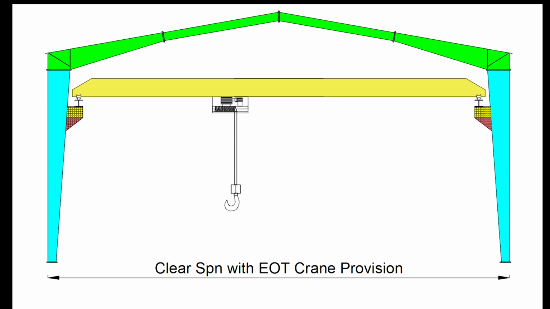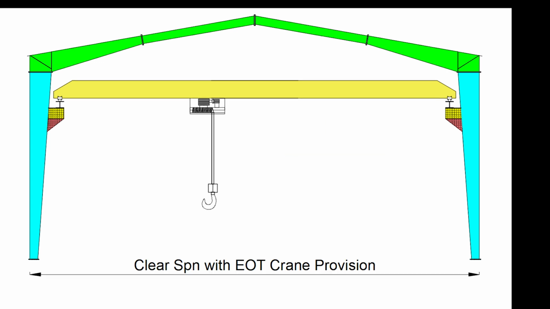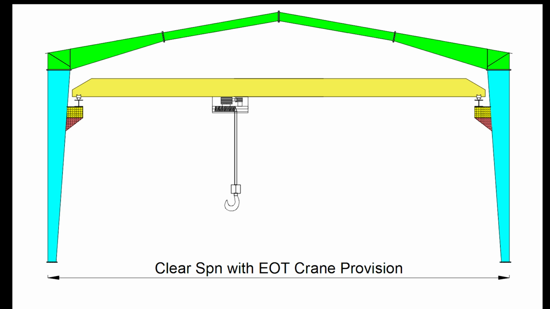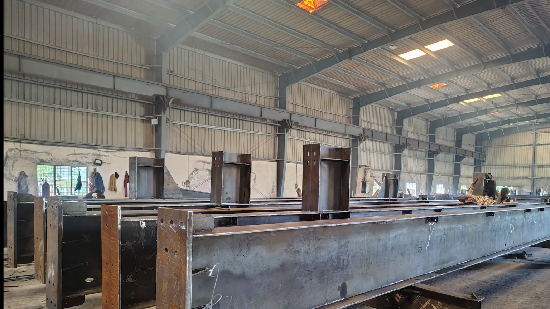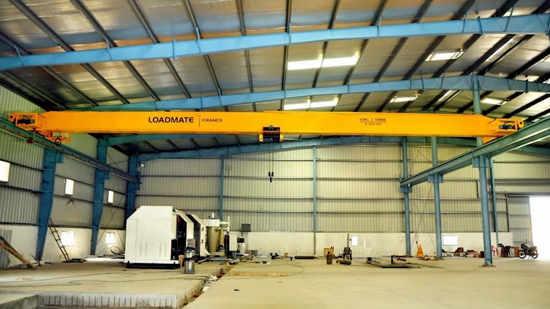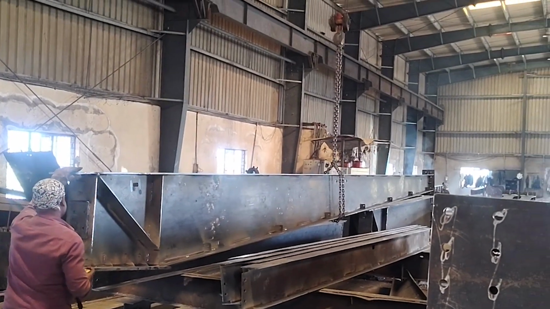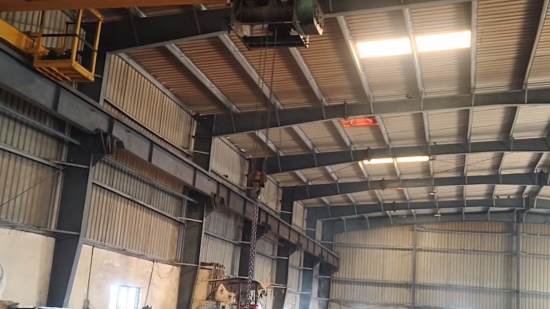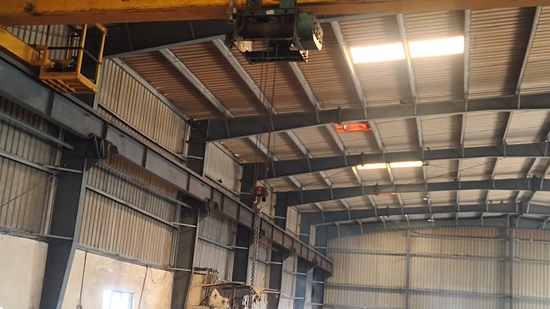Next is clear span with EOT crane provision. This type of building has brackets built into the columns to rest the crane beam on. The crane beam is fixed to the columns and the EOT crane is operated over it. This type of building is used for work such as workshops, rolling mills, furnace yards, and godowns. If a building has EOT crane provision, handling materials becomes much easier.